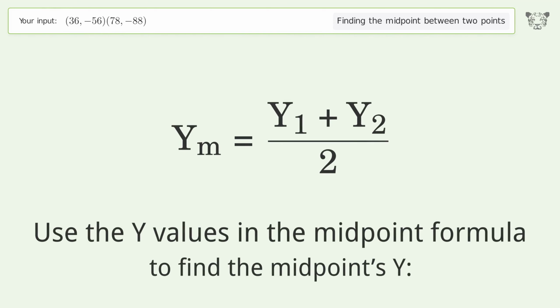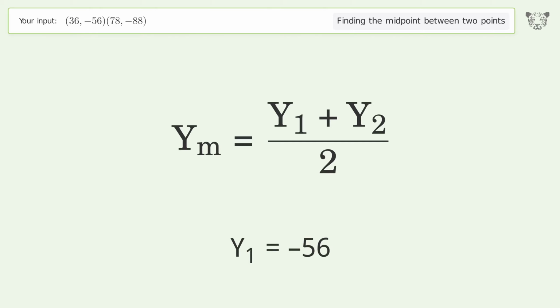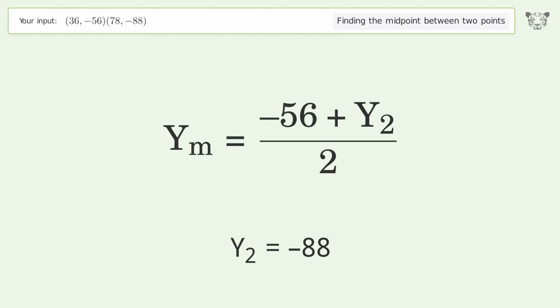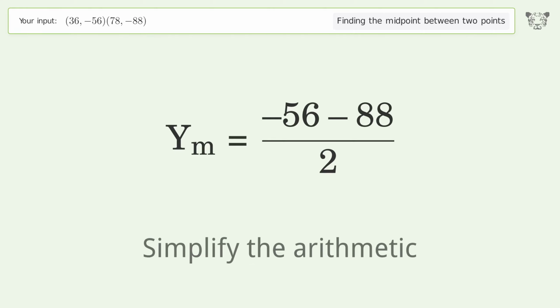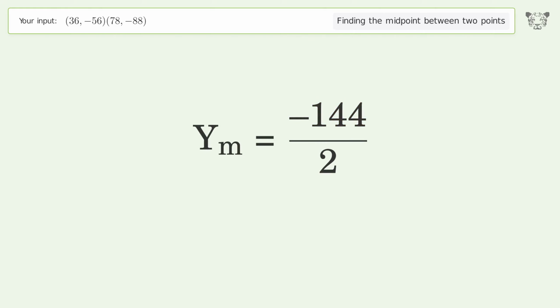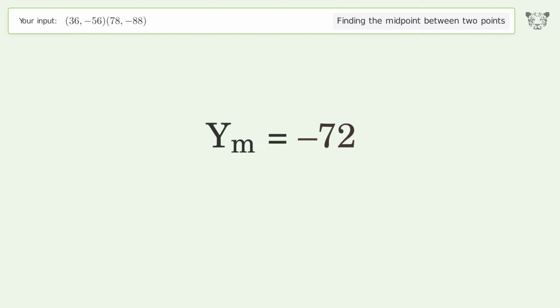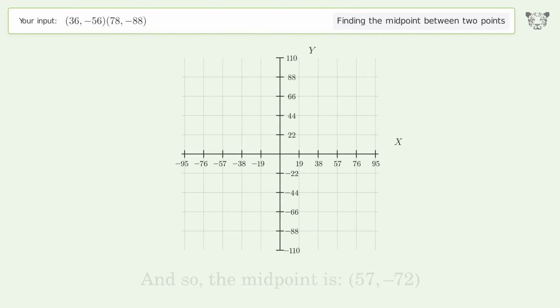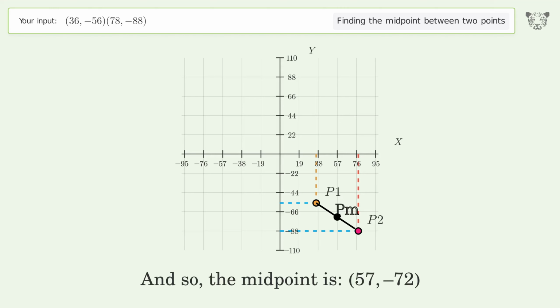Use the y values in the midpoint formula to find the midpoint's y. y1 equals -56. y2 equals -88. Simplify the arithmetic. And so, the midpoint is 57, -72.